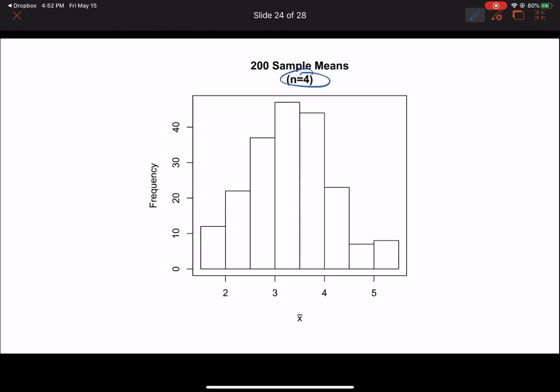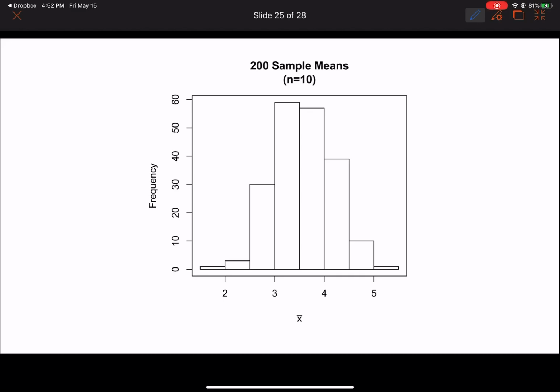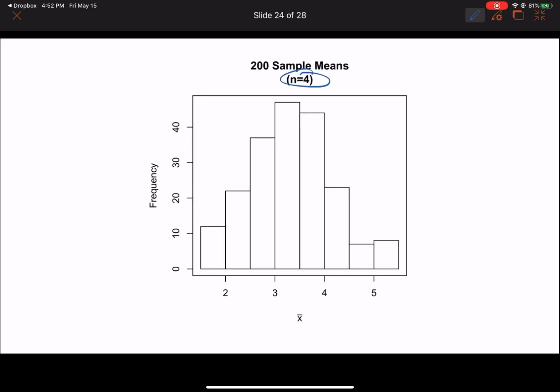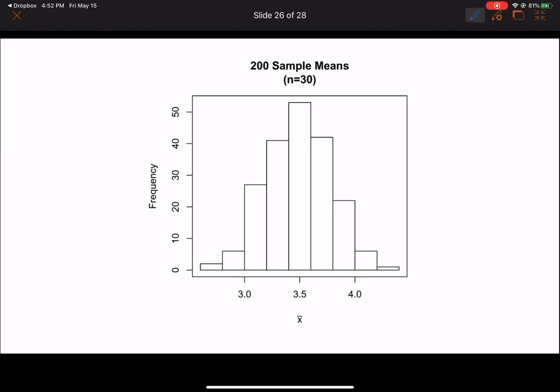This is a pretty normal distribution. This is not too bad. Let's get a little bit higher. Let's see when n is 10. That is an even better distribution. Now take a look here. This is a perfect bell curve. This could not be more beautiful.